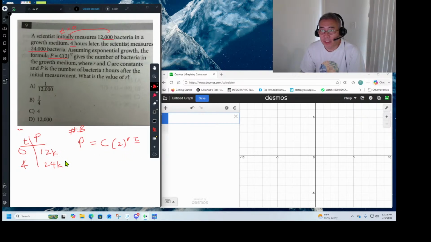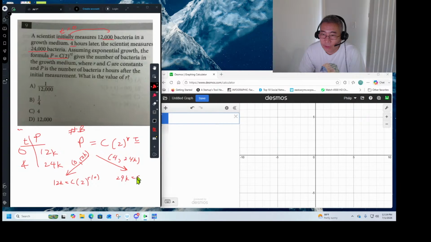So if I was to do this by hand, I would just do algebra. They gave me some information here. I'm going to plug it into the equation, and then I'm going to solve for what's left. First I'm going to put in 0 for T and 12,000 for P. That would give me 12,000 for P equals C times 2 to the R times 0. And then for the other equation, I would put in time equals 4 and P equals 24,000. That would be 24,000 equals C times 2 to the R times 4.